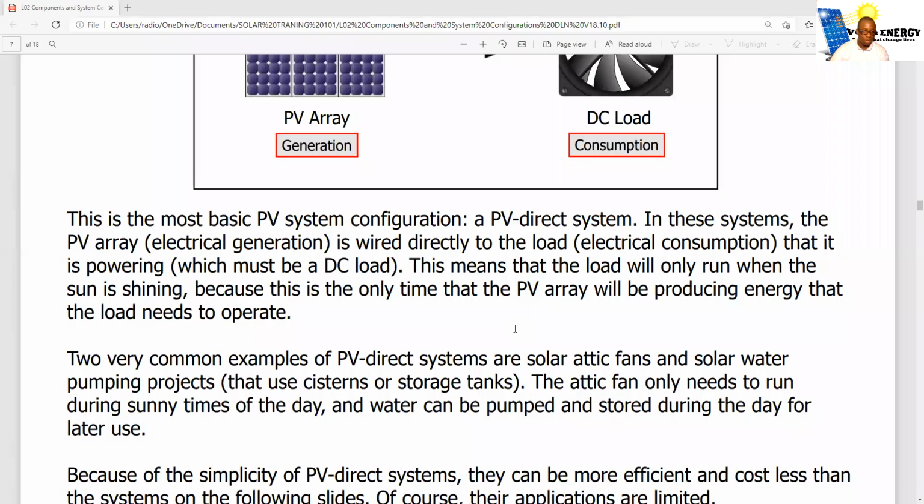This is the most basic PV system configuration, the PV direct system. In these systems, the PV array's electrical generation is wired directly to the load. The electrical consumption, that is the power, must be a DC load. This means that the load will only run when the sun is shining, because this is the only time that the PV array will be producing energy that the load needs to operate.